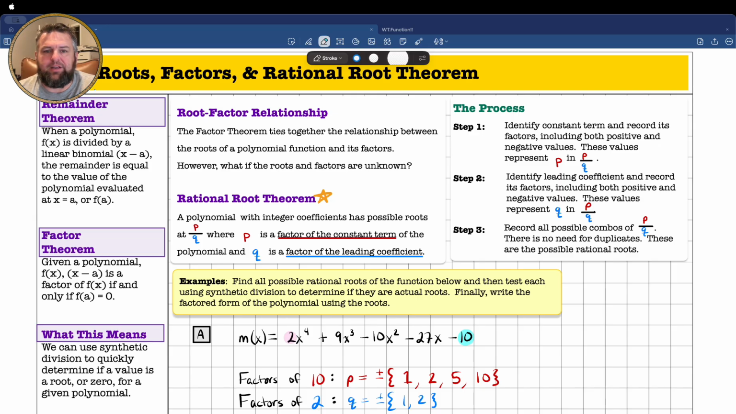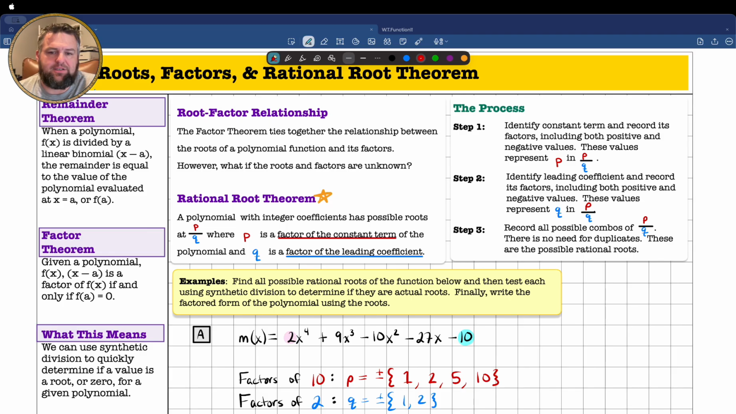However, we need a process in order to determine the roots and factors if they are unknown, so that we can pull these out and test them to see what they are. And so the rational root theorem states, if this is anything to write in your notes, make sure you write down this rational root theorem. A polynomial with integer coefficients has possible roots at p over q, where p is a factor of the constant term of the polynomial and q is a factor of the leading coefficient.